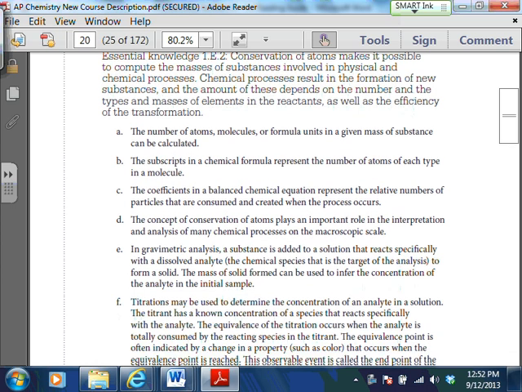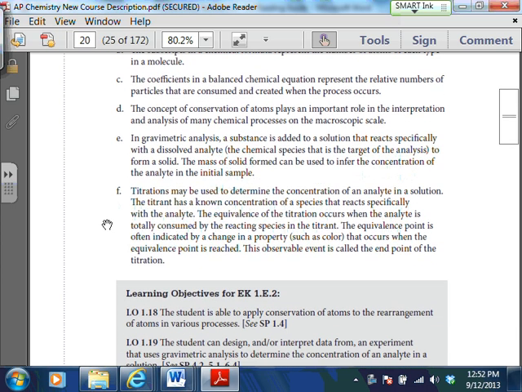Okay? Once you get down to E, it specifically talks about gravimetric analysis, which is interesting because that's what we're about to do tomorrow in a lab. Gravimetric analysis, a substance is added to a solution, and what it does is it causes a precipitate to form. Okay? That's another way to say forming a solid, right? And then the mass of that solid, we can take the mass of that solid at the end after it has dried, and we can actually figure out either what we had initially or how much we had initially, depending on what really our question is.